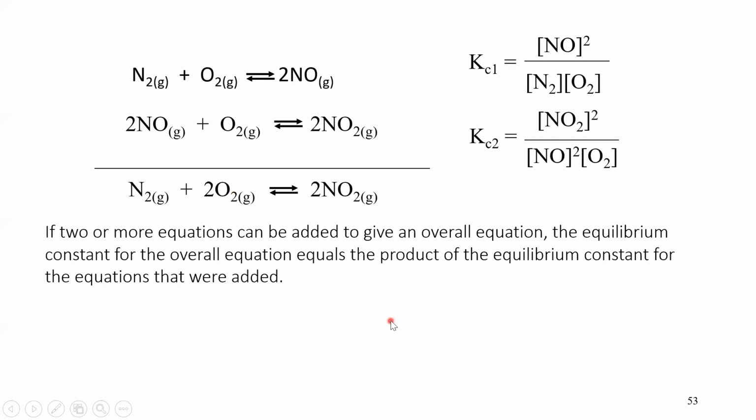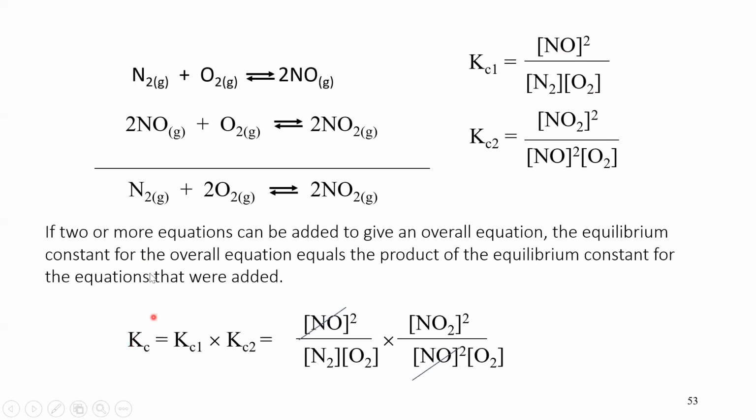So if 2 or more equations can be added to give an overall reaction, the equilibrium constant for the overall reaction equals the product of the equilibrium constants for the two reactions we're adding together. So in other words, K for this overall reaction would equal K1 times K2. Well, we figured out what K1 is here, and we figured out what K2 is here.